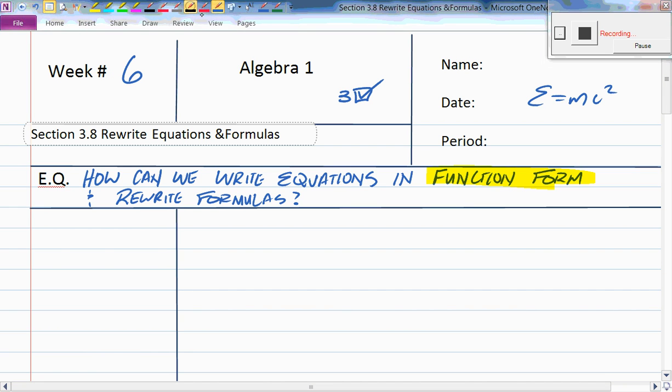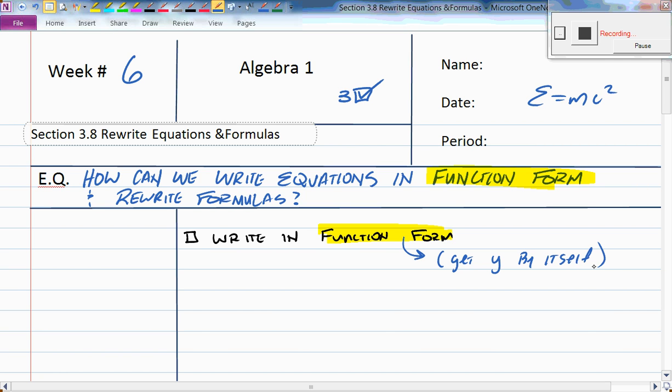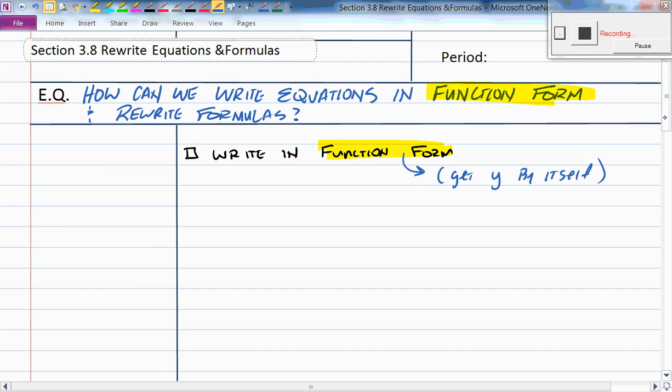The first part of our day is we need to learn how to write something in function form. What does that mean to write something in function form? Anybody have any thoughts? In this case, when you see function form, that means we're going to get y by itself. So what does function form mean for us, everybody? Getting y by itself. You got it.